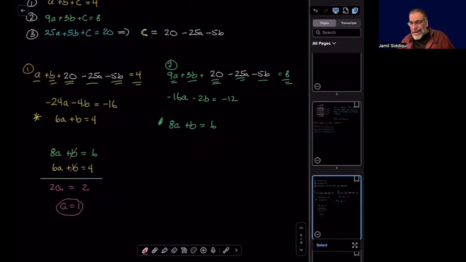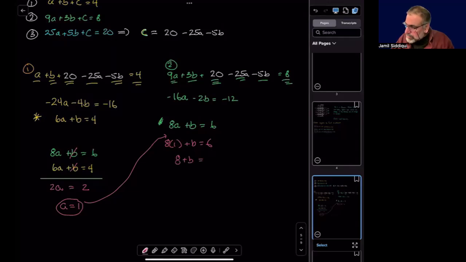Now from there, you can go to any equation you want. I like these two right here because they've only got a's and b's in them, and I know what a is now. So if I take this one and bring it up here, what do I find out? I find out that 8 times 1 plus b equals 6. Again, I'm just bringing that up here. That tells me that 8 plus b equals 6, which tells me that b is equal to negative 2.